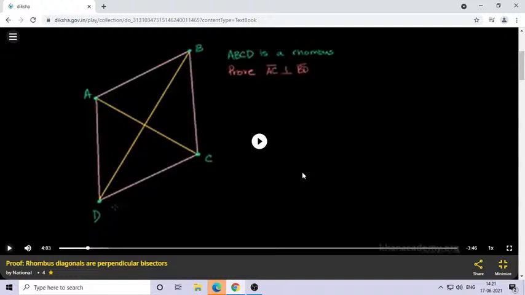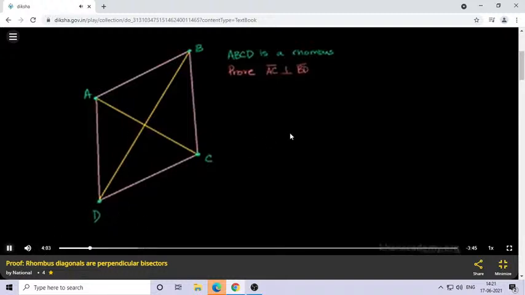What we have to prove in that rhombus: the diagonals are perpendicular bisectors of each other. ABCD is a rhombus. Prove AC is perpendicular to BD. That means this AC is perpendicular to BD. So this we have to prove here. Okay, so let's see the proof.